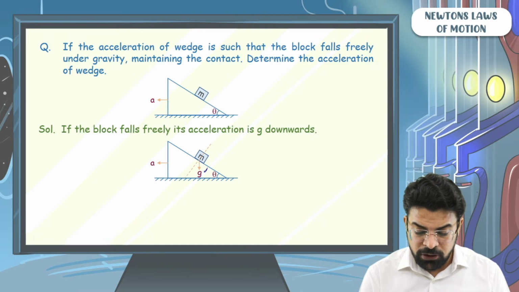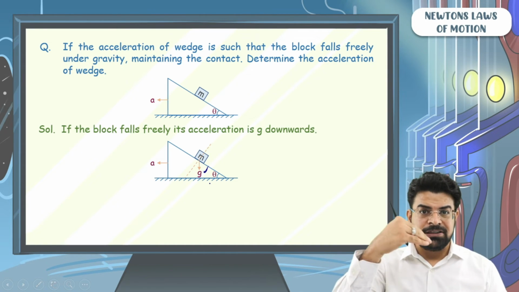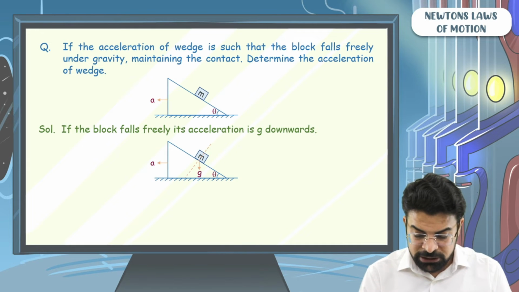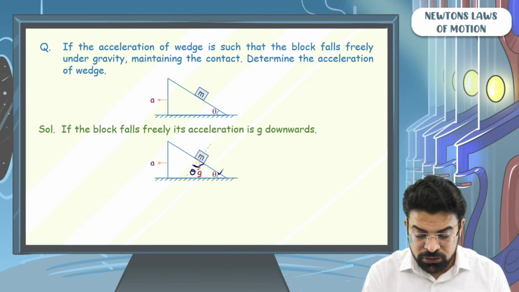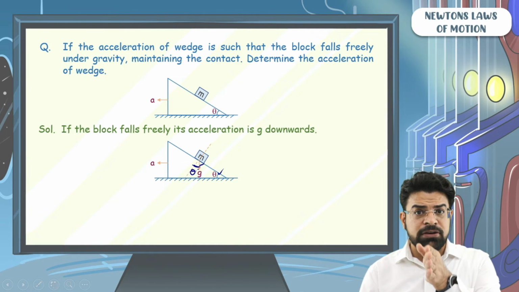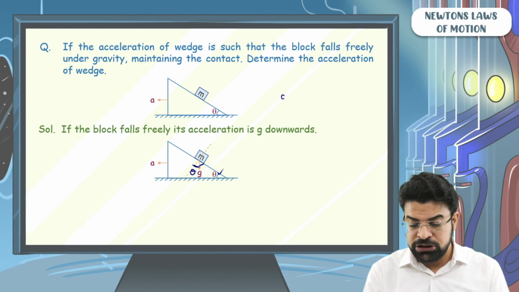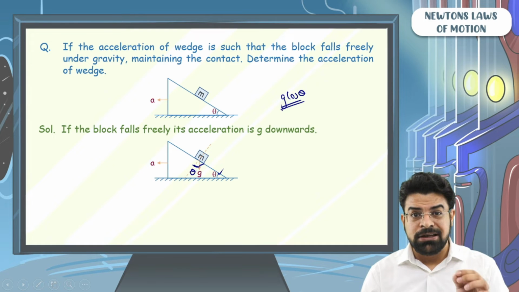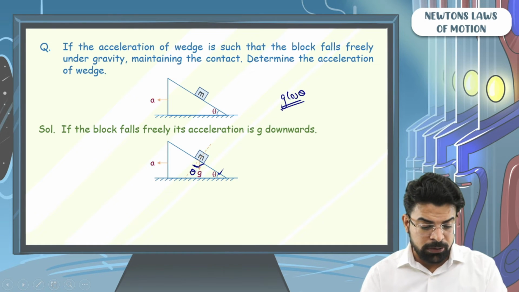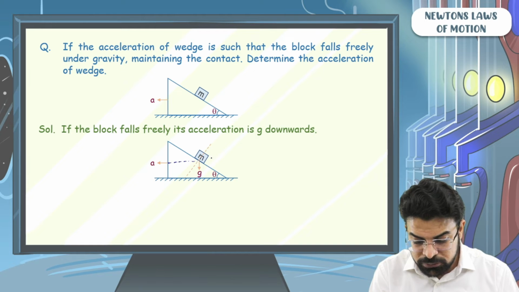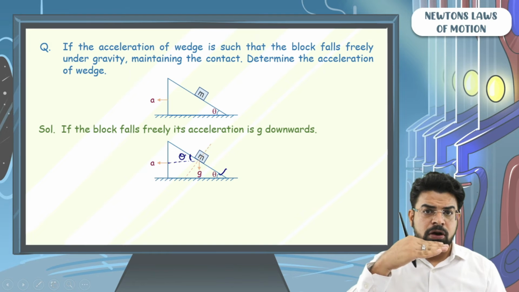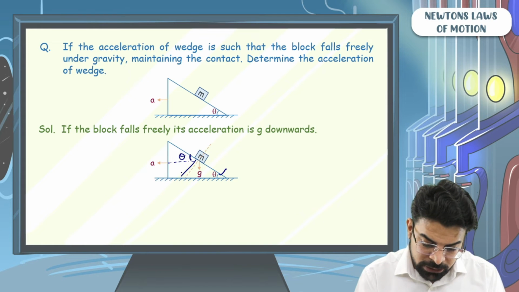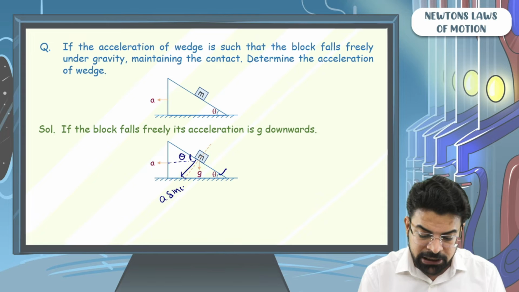What will be the component of this acceleration of block g downwards along the normal? So it's easy. This angle is theta, so this angle has to be 90 minus theta. So this angle right here, bacho, has to be theta. The component of acceleration of block along the normal will be g cos theta. What will be the component of acceleration of wedge along the normal? So extend this line, bacho. If this angle is theta, this angle will also be theta. So the component of acceleration of wedge along the normal, this direction, will be a sine theta.